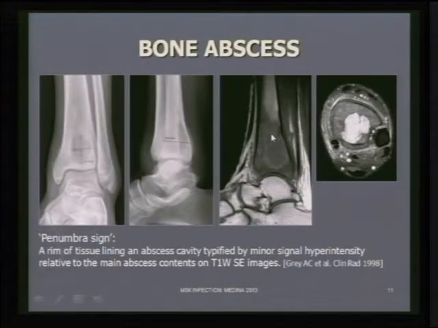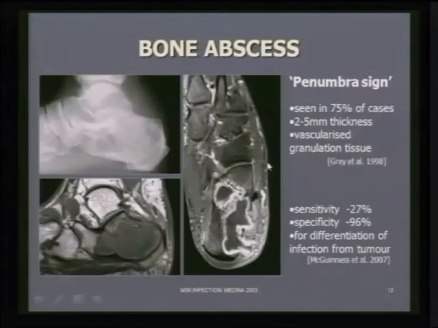This represents an area of mildly increased signal around the margin of the tumour and surrounding the necrotic centre, sometimes seeing a rim of low signal sclerosis, but then seeing the extensive medullary edema on both the T1 weighted and fat suppressed T2 weighted images, and this time also with the associated soft tissue edema here. So this is the penumbra sign which we need to look for when suggesting a diagnosis of bone abscess.